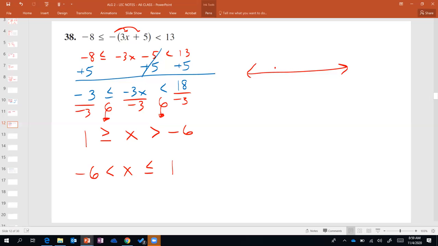All right, let's go with the negative 6 here. A positive 1 there. And how about a parenthesis at negative 6? How about a bracket at 1? And how about a shade, and it's bounded again. There it is.